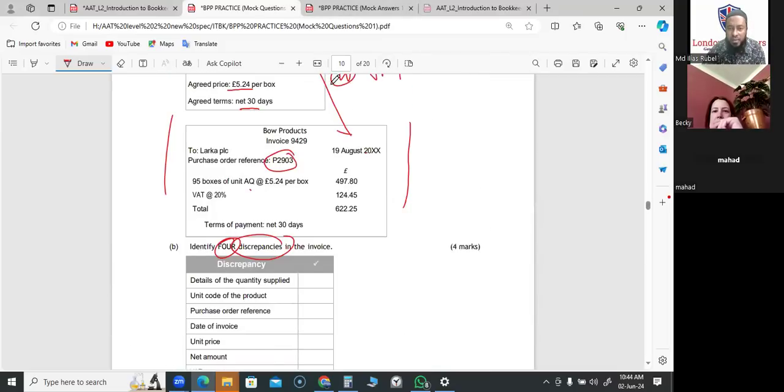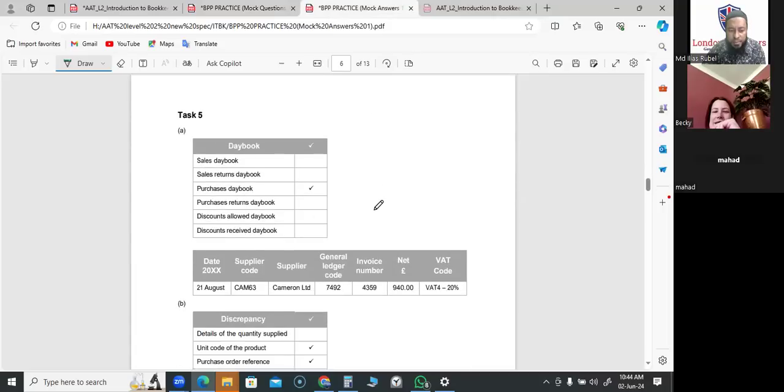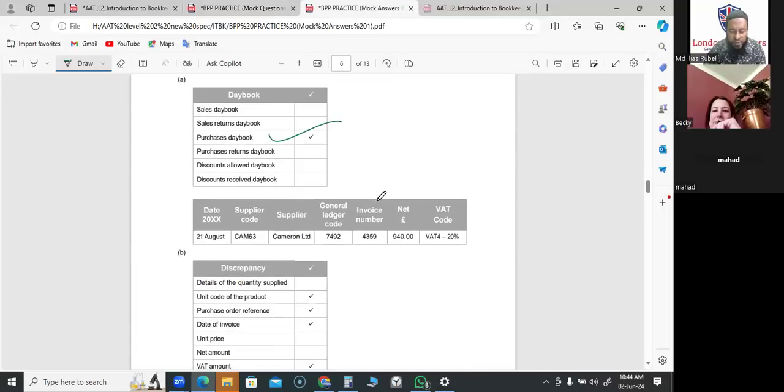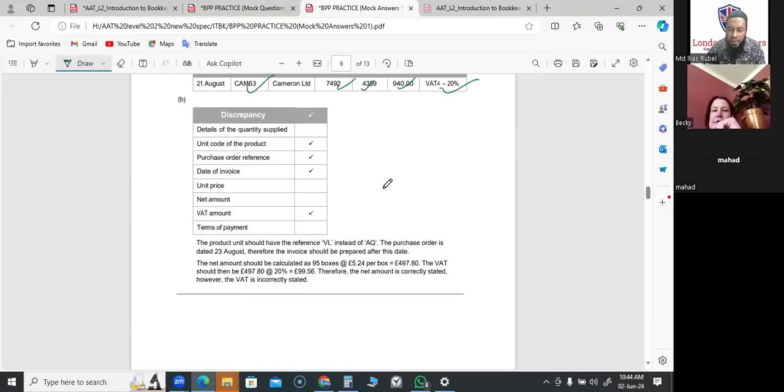Let's check the answer. Purchase day book, you said it right. And I think we found these, this one and this one and this one, correct? Yeah, these are the 4 items. Unit code, purchase order, date, and the VAT. Boom, boom. Yeah, they give you the explanations here. Well done.